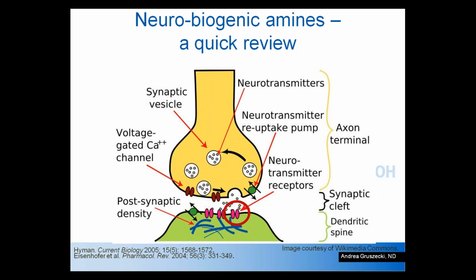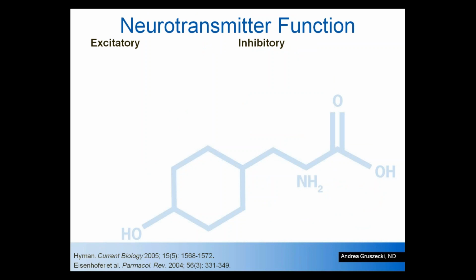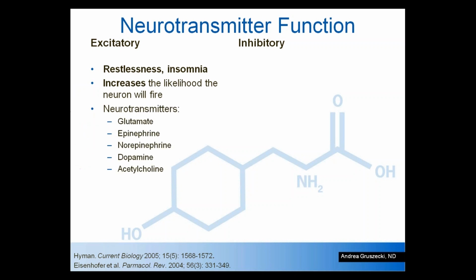Receptor stimulation can result in nerve firing, which is an action potential, or can activate secondary messengers. The activity of a nerve cell is determined by the balance of excitatory and inhibitory signals that it receives. Neurotransmitters are generally classified into two main categories, either excitatory or inhibitory. Excitatory neurotransmitters increase the likelihood that a neuron will fire an action potential. Major excitatory neurotransmitters include glutamate, epinephrine, and norepinephrine. Too much excitation can lead to restlessness, irritability, insomnia, and even seizures.